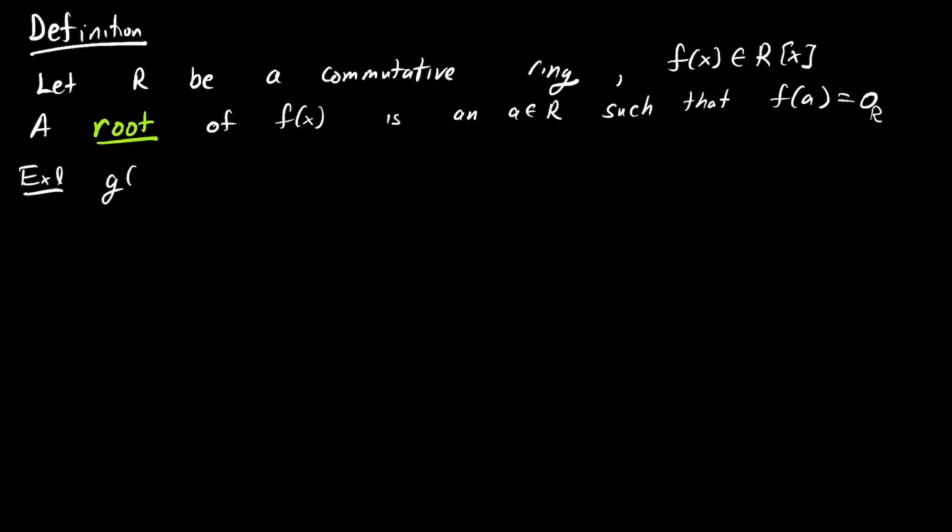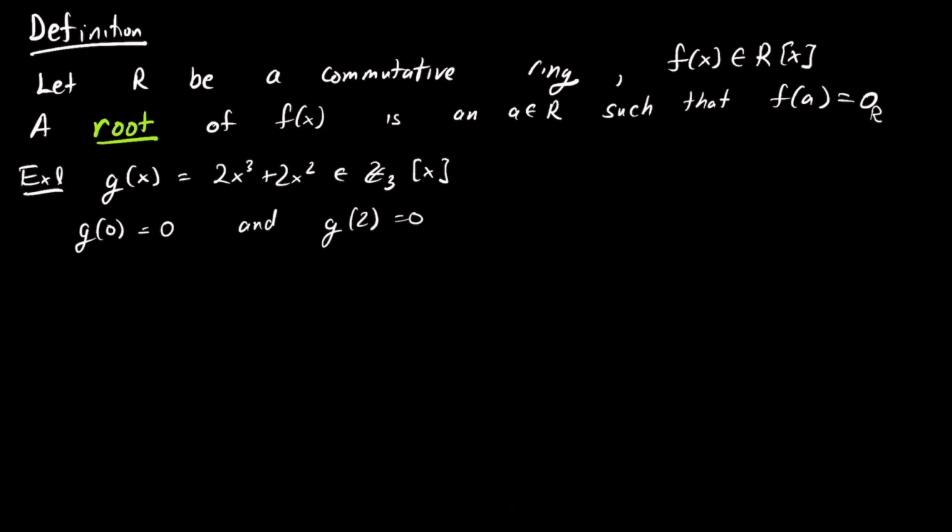So let's look at a quick example. If we consider the example g of x is equal to 2x cubed plus 2x squared from earlier in Z3 bracket x, one thing we might remember is that g of 0 is equal to 0 and g of 2 is equal to 0. So we know that 0 and 2 in Z mod 3 are roots. So we would just say that these are roots of g of x. Okay, so these are roots of my polynomial.